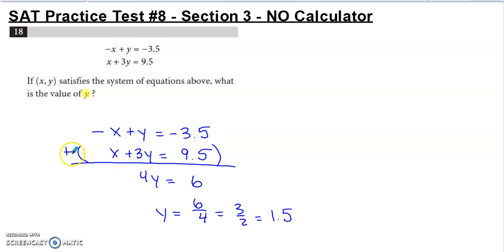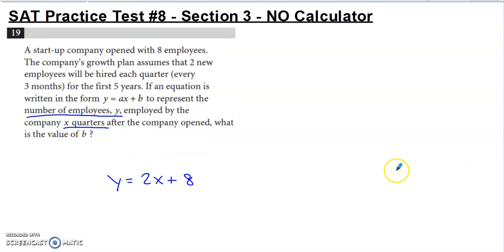When I do y plus 3y, that'll give me a 4y. I have to do negative 3.5 plus 9.5. This isn't all that bad, actually. If I subtract 3.5 from 9.5, I actually end up at 6. And then if I divide both sides by 4, I get an answer of 3/2 or 1.5 for my value for y. Normally, you'd probably want to plug that back in, find the corresponding value of x. We don't need that. They just ask us for y. Pop that in, and you're on to the next question.